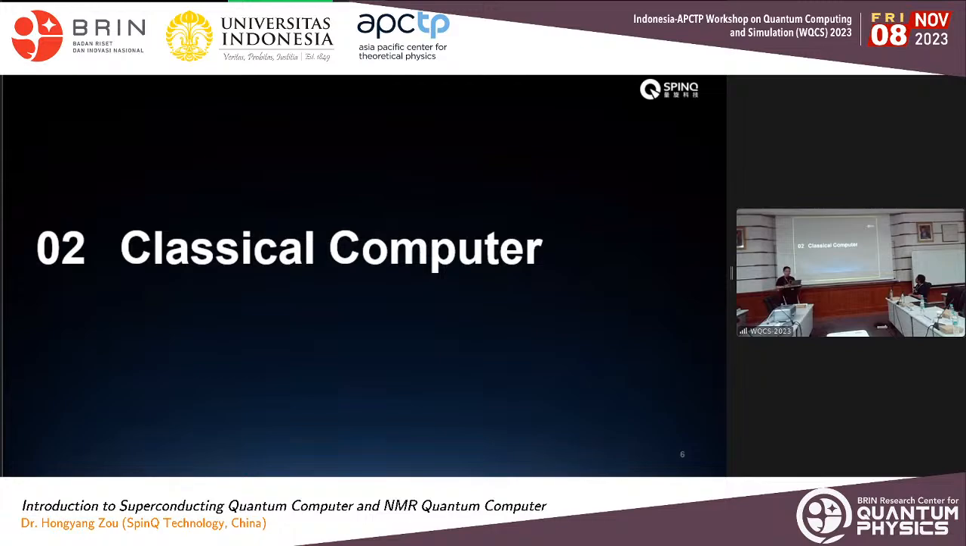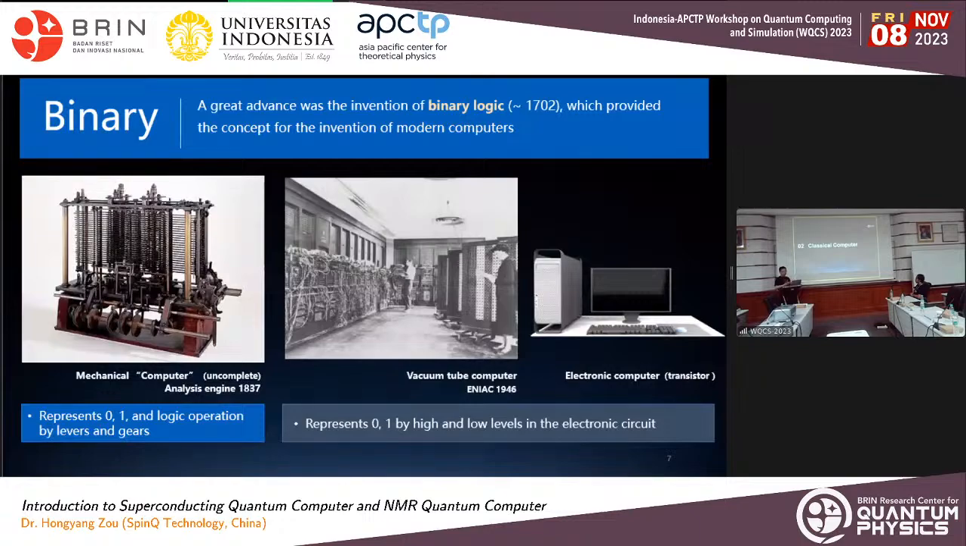Have you thought about what a classical computer really is? We are using it for study, for work, for entertainment. It seems we are using it for everything. Let's see the history. About 300 years ago, we had the innovation of binary logic.